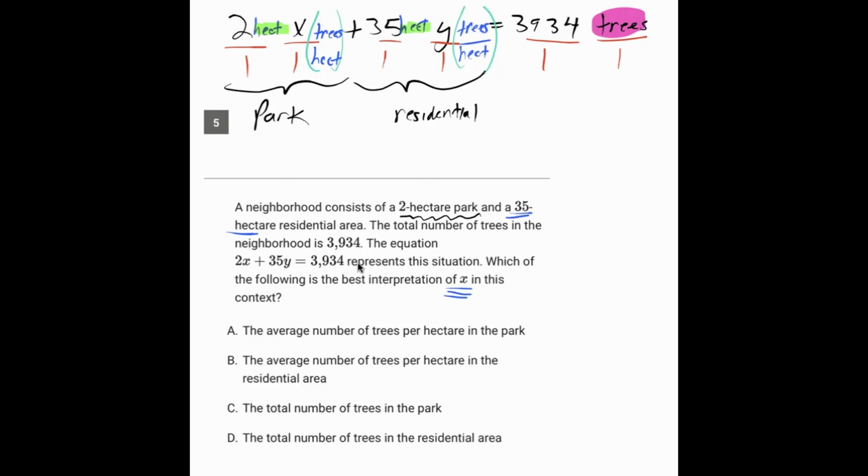What is the unit that goes along with the x? X is the number of trees per hectare for every 1 hectare as it pertains to the park. And which answer says that? A, the average number of trees per hectare in the park.